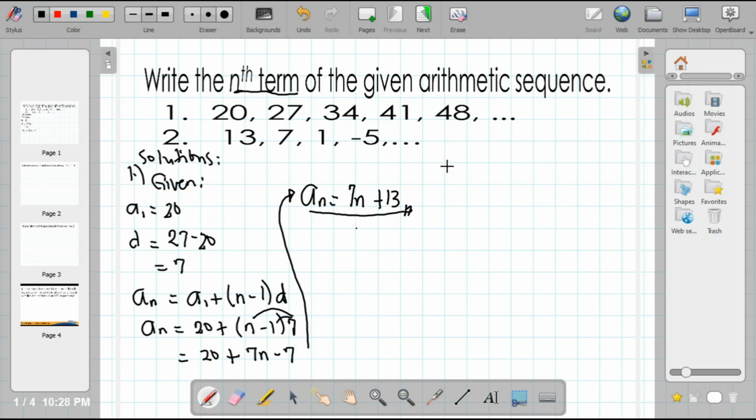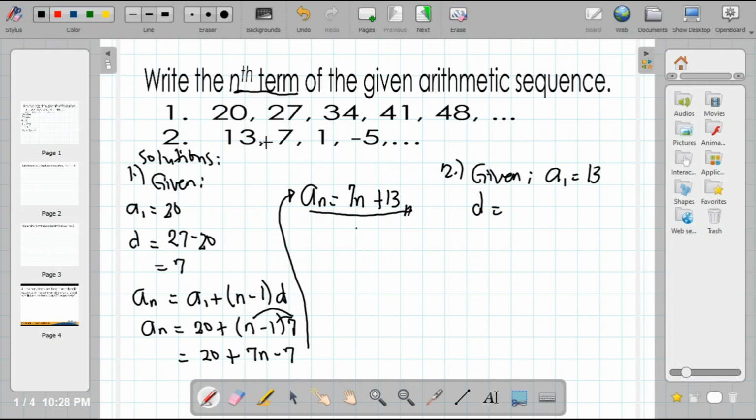Now let's go to number 2. So for number 2, again, we identify the given. And what are the givens? First, we have the a sub 1, or the first term. So the first term there is equal to 13. And then we find the common difference. Again, to find the common difference, you just have to pick any two consecutive terms.